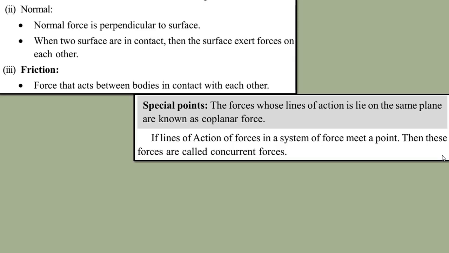Then special points. The forces whose lines of action lie on the same plane are known as coplanar forces. If lines of action of forces in a system of forces meet at a point, then these forces are called concurrent forces.